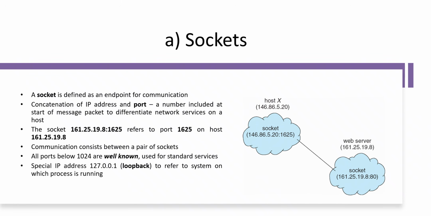There are well-known port numbers. Ports below 1024 are traditionally associated with standard services. Another special IP address is 127.0.0.1. This is called the loopback address. It refers to the system on which the process is running. So, a process can use the loopback address to communicate with another process on the same system.